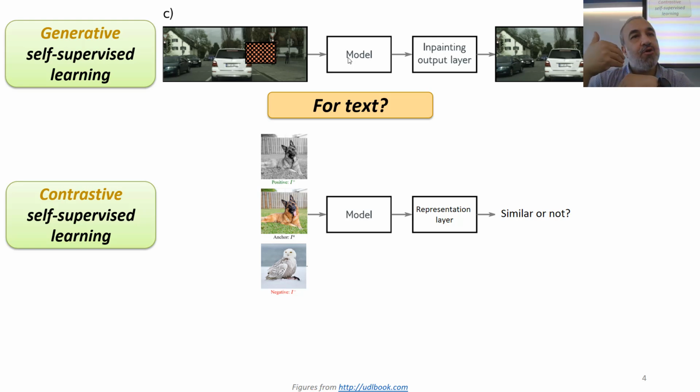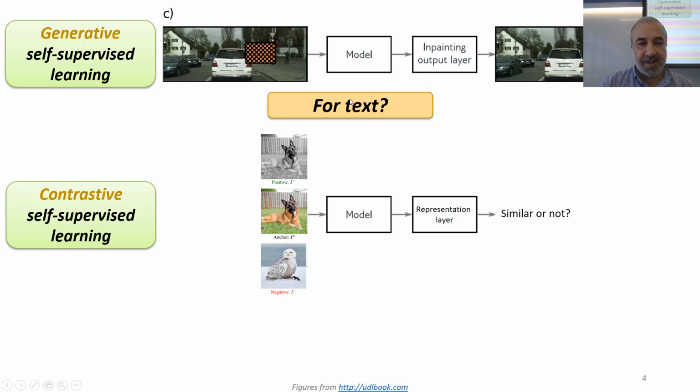Here, we don't auto-generate the label data by masking. We generate auto-label data by contrastive learning. In contrastive learning, we show the model examples of similar objects and examples of different objects. And we can do that automatically.